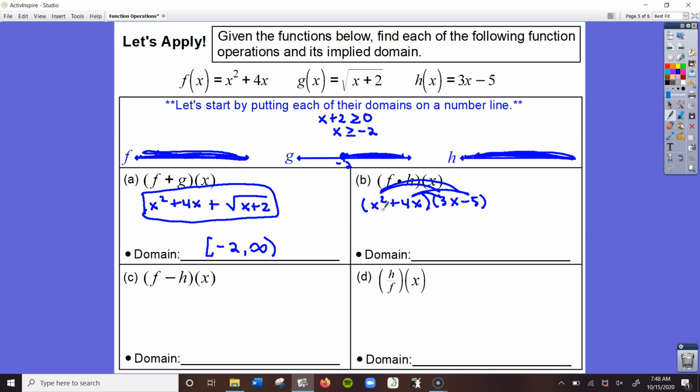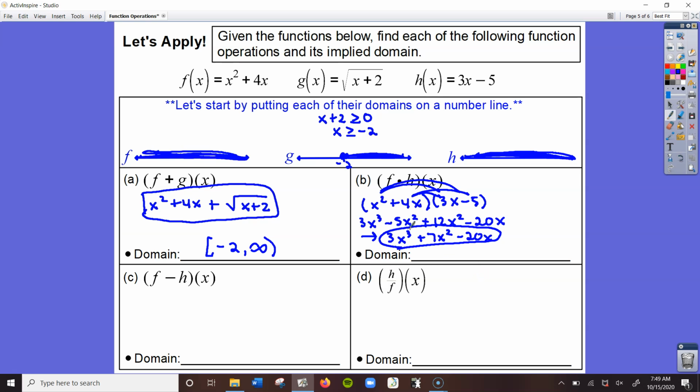So we're going to distribute the x squared, which would give us 3x to the third minus 5x squared. Then we're going to distribute the 4x. So plus 12x squared minus 20x. Now I can combine those middle terms. So my final answer for f times h would be 3x to the third plus 7x squared minus 20x. And this would be f times h.